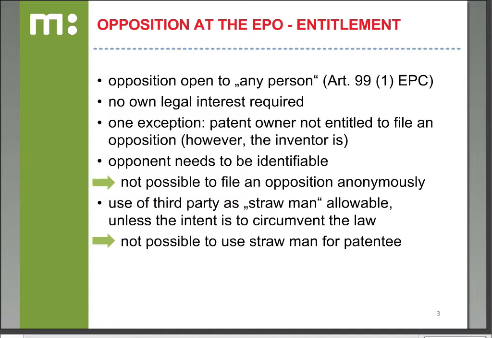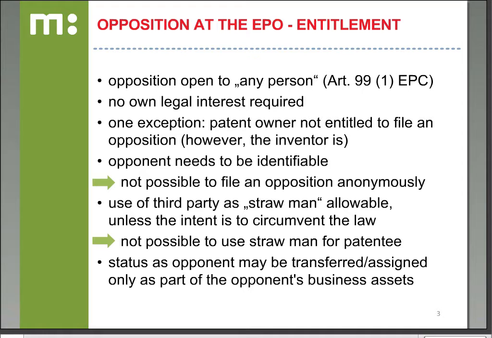And of course, usually you use a straw man that is not linked to your company, meaning that you don't use your standard European representative for filing the opposition. Usually you use another patent attorney law firm, and they just file the case and hand in the statements, but your company and your standard representative stay in the background. One thing which is also interesting, if you start an opposition and then afterwards you sell your business, or somebody else is interested in the opposition, you can only transfer the status as an opponent as part of the complete opponent's business assets.